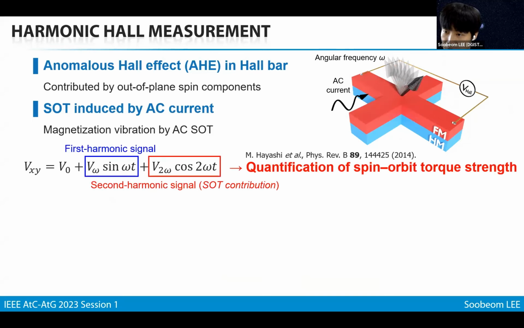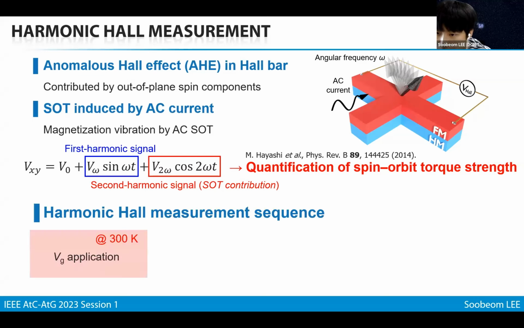Then the measured Hall voltage could be theoretically derived, and here the second harmonic signal is contributed by spin orbit torque. Namely, the strength of spin orbit torque can be quantified by measuring harmonic Hall voltages. The sequence for harmonic Hall measurement is as follows.